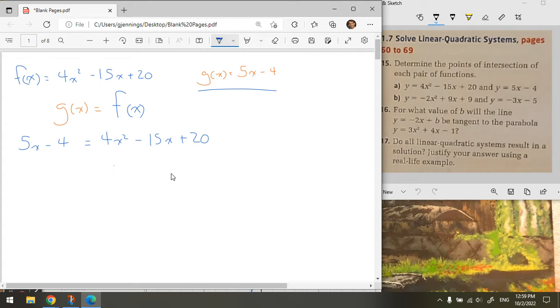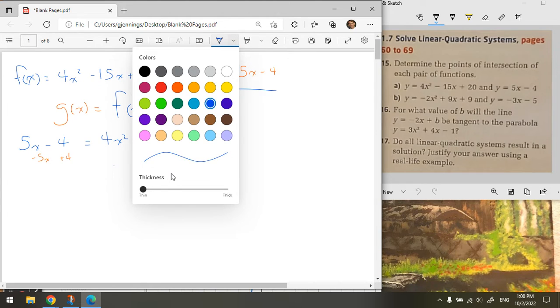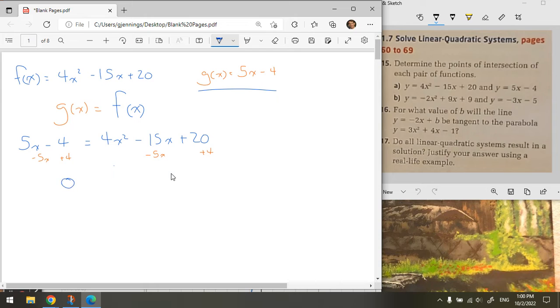Okay, so how are we going to do that? Well, let's move all those g of x terms to the other side. I'm going to subtract 5x and add 4. So I'm going to add 4 over here and subtract 5x. And what I've done is I've set the quadratic equal to 0. That allows me to use either factoring or quadratic formula to solve these. Minus 20x plus 24.